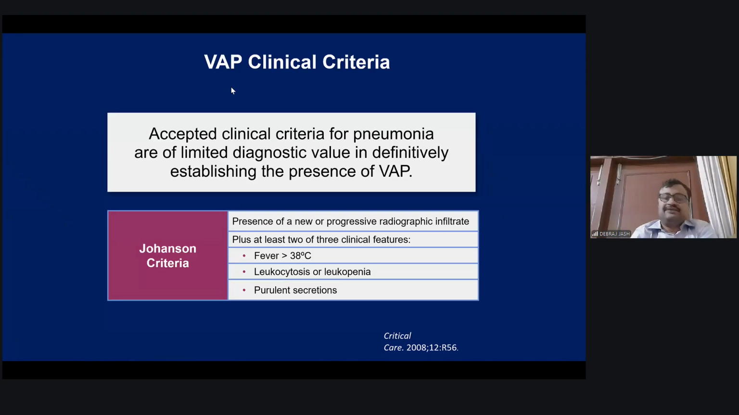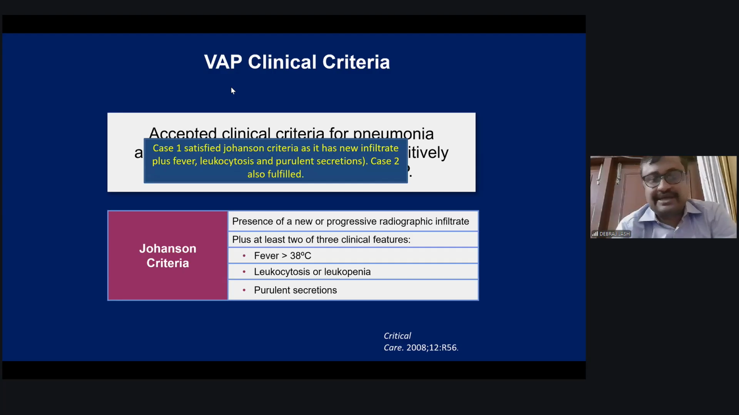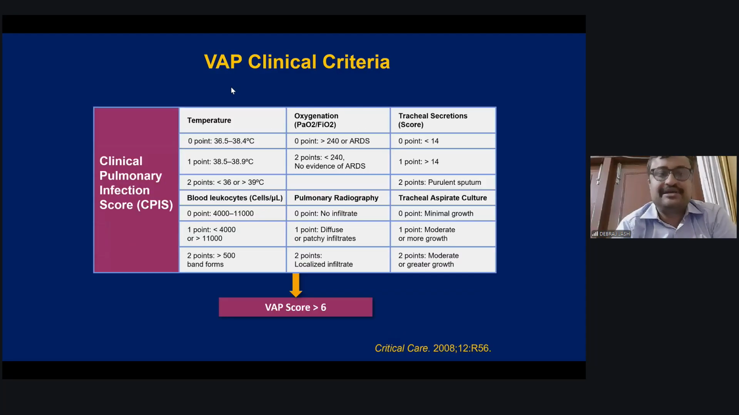There is another criteria which was used previously, the Johanson criteria. What do we mean by Johanson criteria? Mandatory one, there is on chest X-ray presence of new infiltrate or progressive infiltrate, plus at least 2 of the 3 clinical features. What do we mean by 2 of the 3 clinical features? Fever greater than 38 degrees Celsius, leukocytosis or leukopenia, and third one is purulent secretion. So case 1 satisfied the Johanson criteria as the patient has new infiltrate plus fever, leukocytosis, purulent secretion. So it is very difficult to tell which criteria to take.